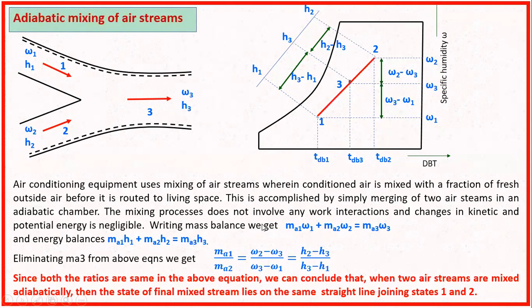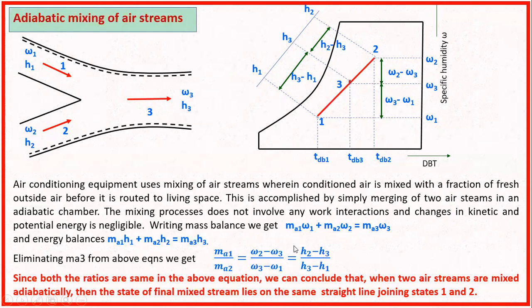Now, if we write the mass balance, it is Ma1 omega 1 plus Ma2 omega 2 equals Ma3 omega 3. And if we write the energy balance, it will be Ma1 H1 plus Ma2 H2 equals Ma3 H3. Since Ma3 is equal to Ma1 plus Ma2, if we eliminate Ma3 and take the ratios, we'll get omega 2 minus omega 3 divided by omega 3 minus omega 1, similarly H2 minus H3 divided by H3 minus H1.